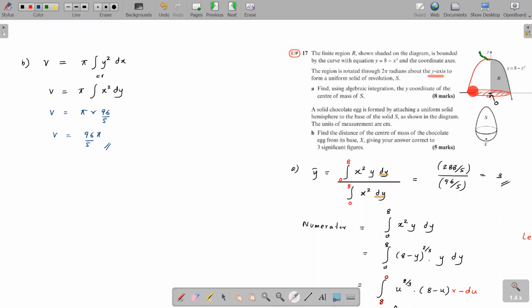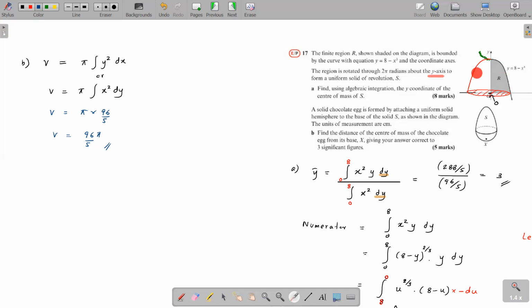Now this is not a standard shape, right? You understand that this particular chocolate egg is made by combining a standard hemisphere, but the top part is made from what you got in part A, and that's not a standard shape that you have the equation for. You can't use the volume of a cone or volume of a cylinder for this, right?